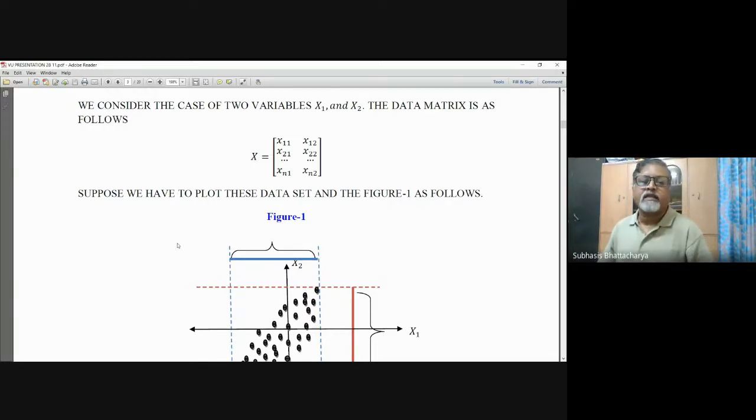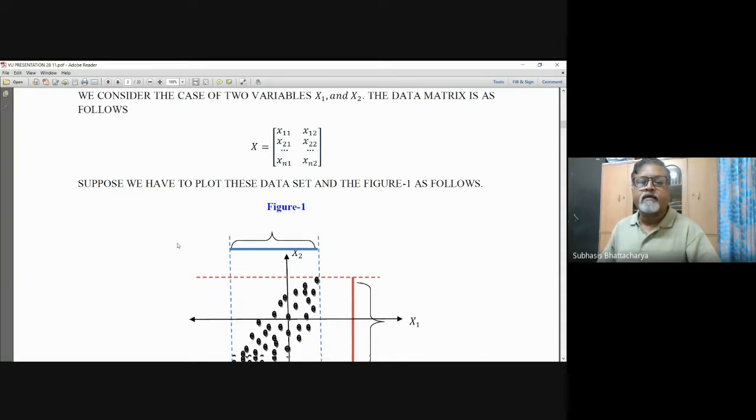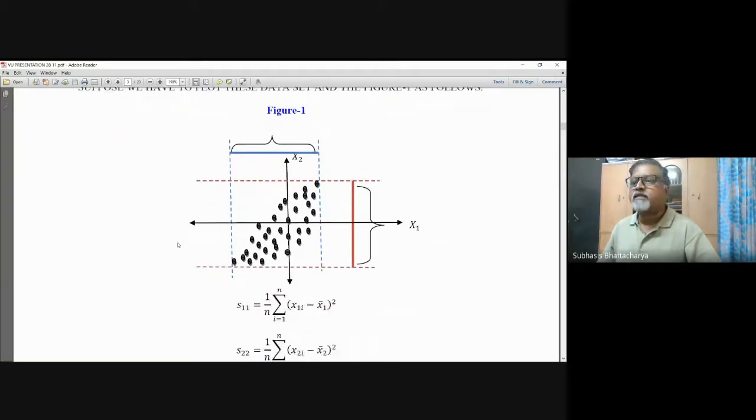This is the data set for the second variable. What we are doing is plotting this data set over the axis. Just look at the figure without considering the dashed blue or dashed red line. Do not consider this. I just plot the data set, and you find the data as black dots. Now, suppose we are interested in the spreadness of the two variables.